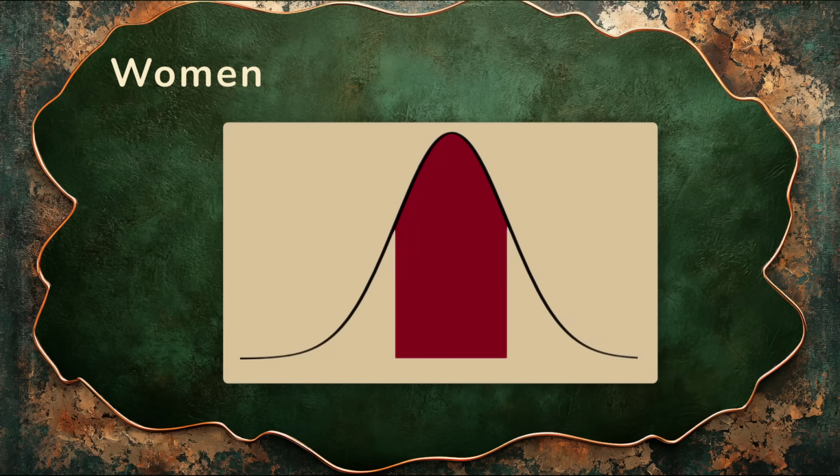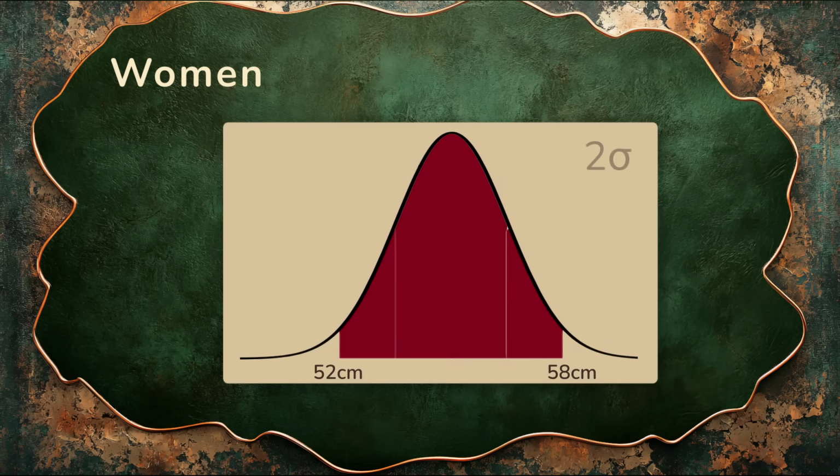Now for the women. About 68% have head circumferences between 53.5 centimeters and 56.5 centimeters. That's within 1 standard deviation from the mean. You'll find 95% of women fall within the 2 sigma range, between 52 centimeters and 58 centimeters. To cast a wider net, look within 3 standard deviations. About 99.7% of women have a head circumference between 50.5 centimeters and 59.5 centimeters.